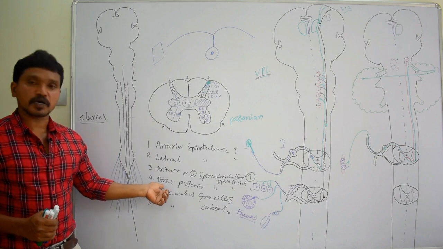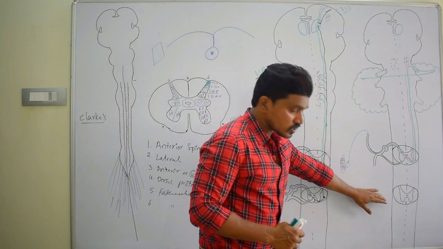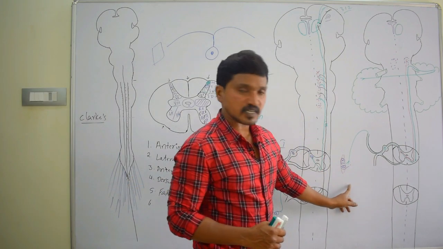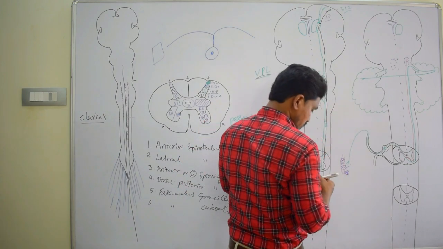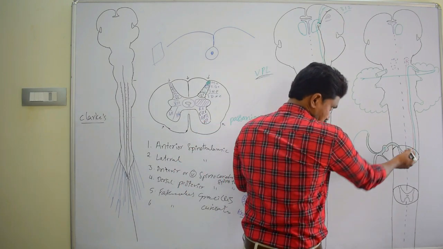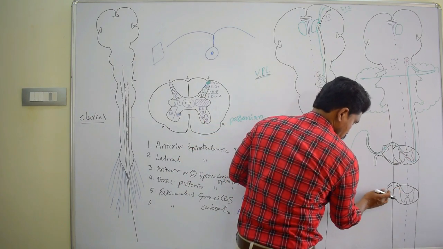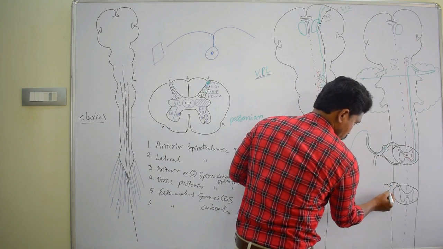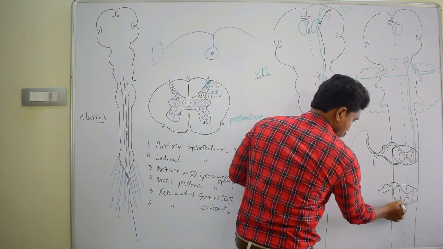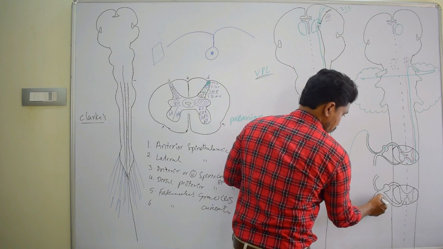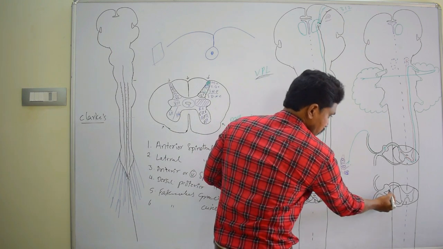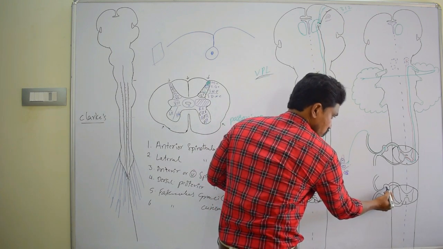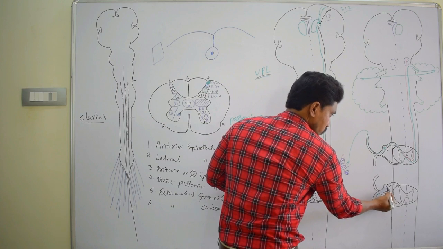Then dorsal spinocerebellar tract. See, in case of dorsal spinocerebellar tract also, receptors are same. So these are only receptors. We have to draw the same structure, posterior root. So here you can see the dorsal root ganglion, here anterior root, anterior and posterior primary rami. Here first order neurons are present. This is the pseudo unipolar cell. It is having two processes, no?